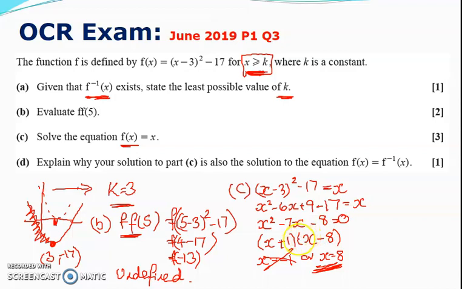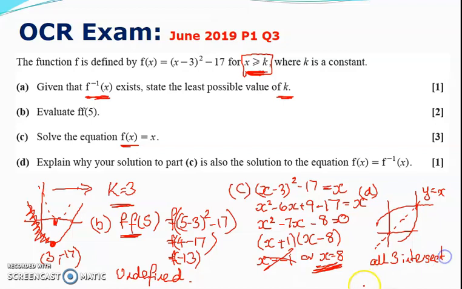And D says, explain why your solution is also the solution to the equation f of x equals f inverse. Oh, right, and this is just a consequence. We talked about this. We talked about the fact that if this is my function, and if I drew the inverse, you'll remember it is a reflection in the line y equals x. So this goes up like this. This is line y equals x. And this is my reflection. And you should remember that all three intersect on the line y equals x. So that's basically the answer for part D.